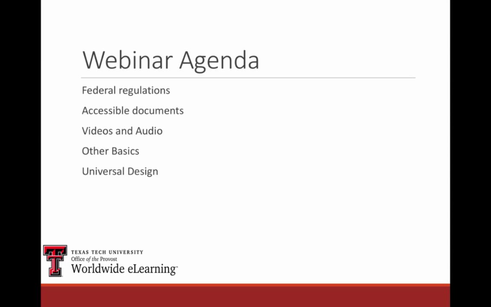In this training, we will talk about what needs to be done to your courses and online instructional material to help your course be accessible and usable to both students with and without disabilities. We will briefly be covering federal regulations, accessible documents, videos and audio, and other basics and universal design which will increase usability for all students.